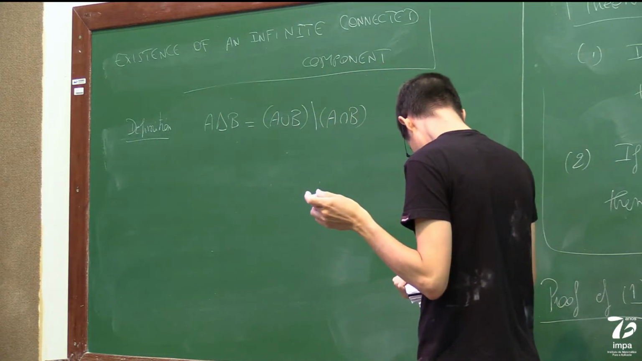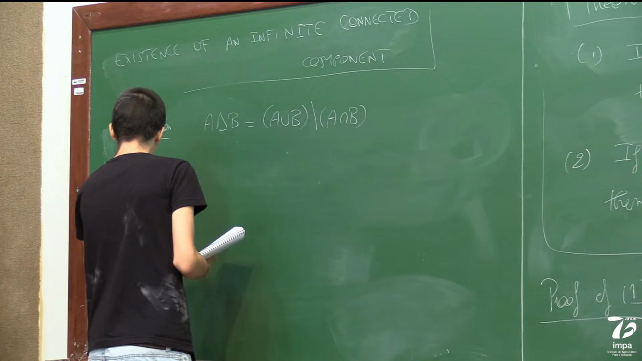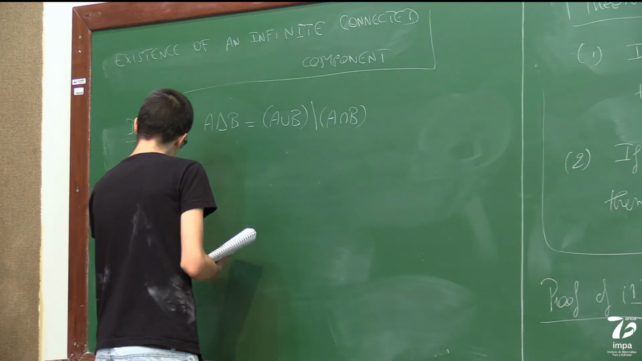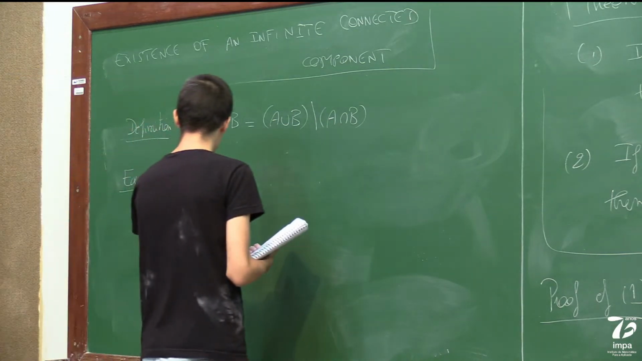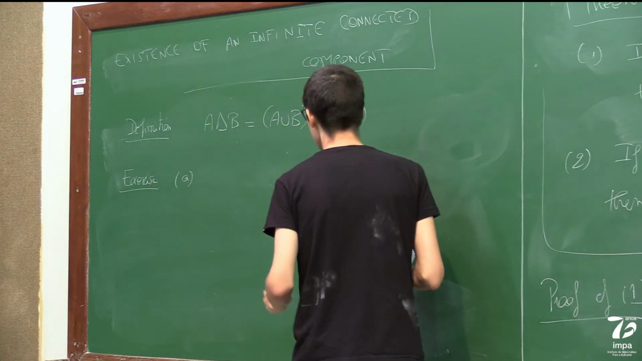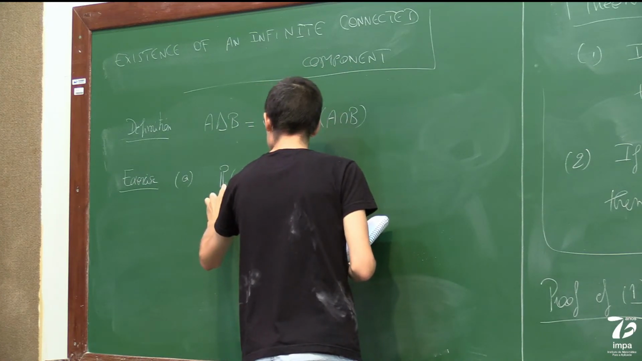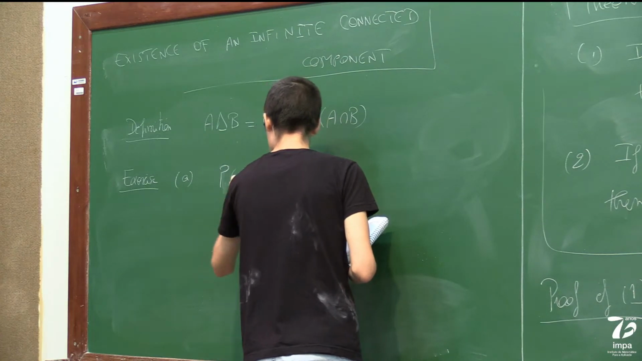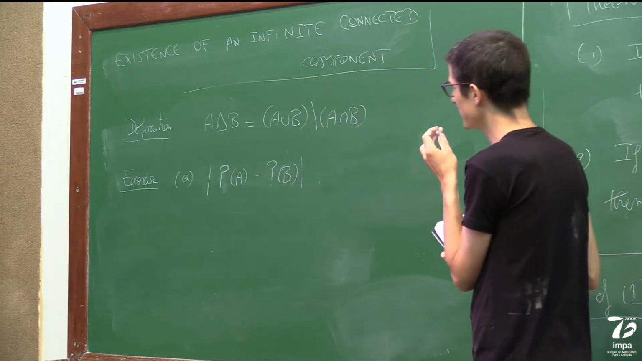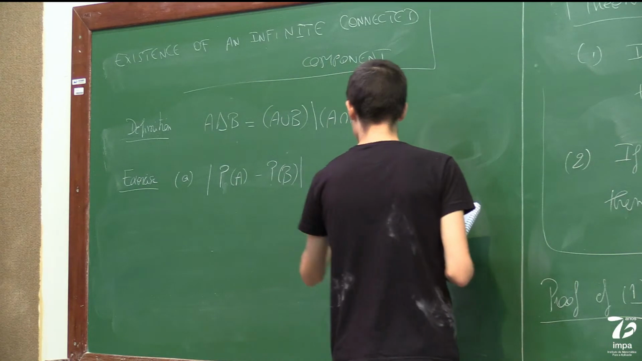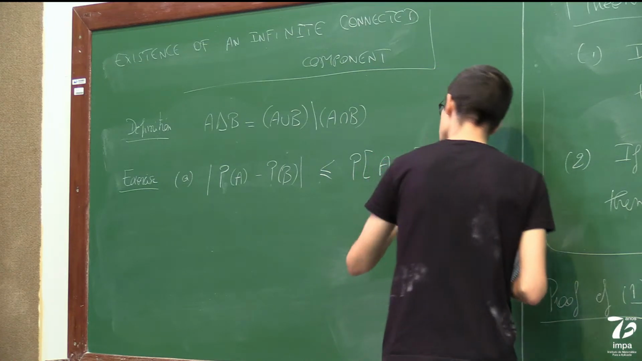There are a few things that I want to use, and I think these are good exercises. So first thing you can check is that, and this is true for a general probability, so I will just write P, you have that the difference between P of A and P of B is smaller than the probability of the symmetric difference.